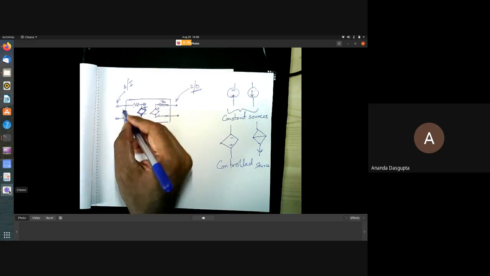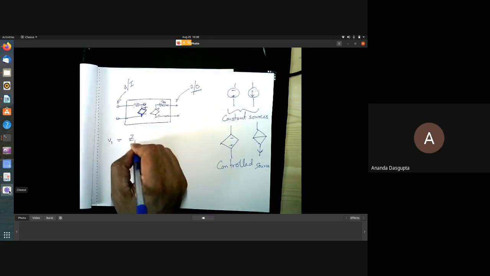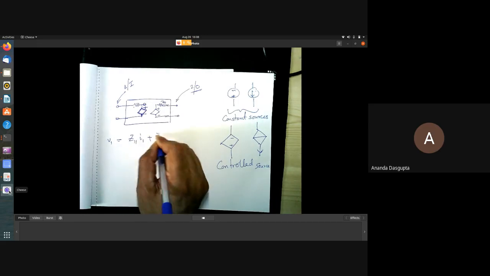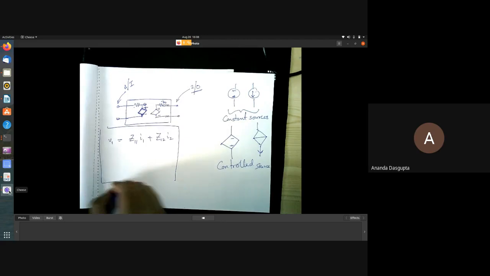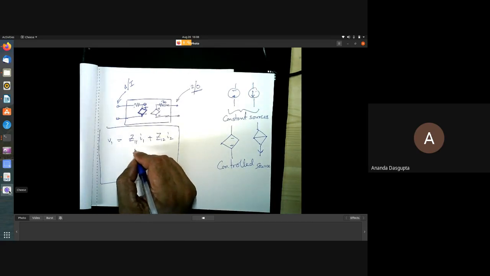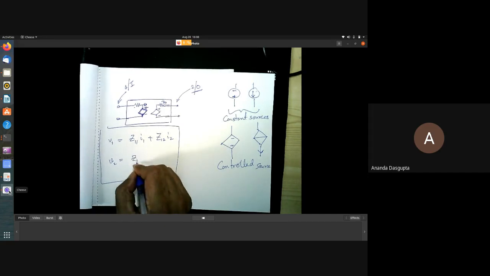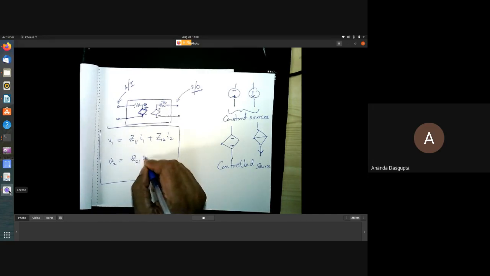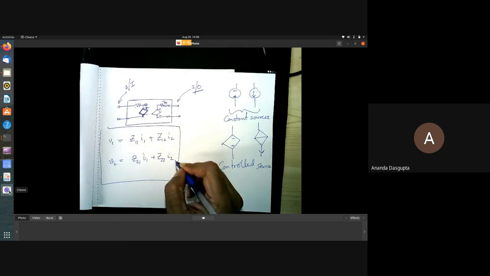In the case of the effective circuit, the input voltage V1 is Z11 I1 plus Z12 I2. This is nothing but a statement about the Taylor series expansion of the formula. Nothing other than that. Similarly, V2 is Z21 I1 plus Z22 I2, which is also a Taylor series carried out to the first order.